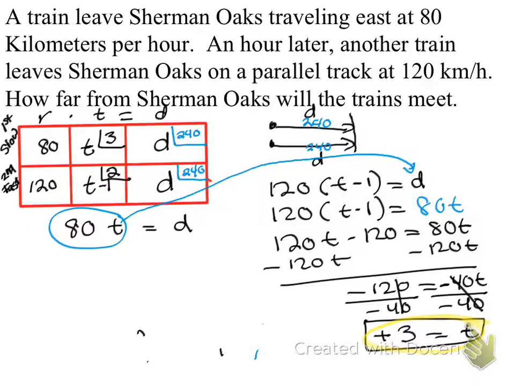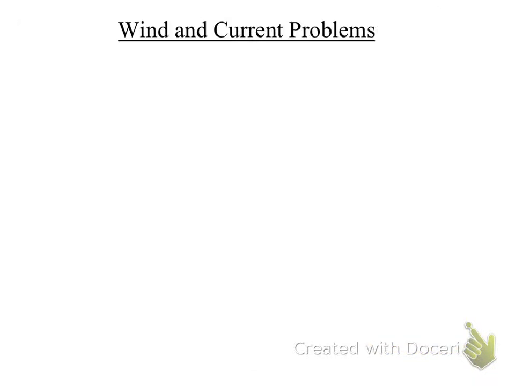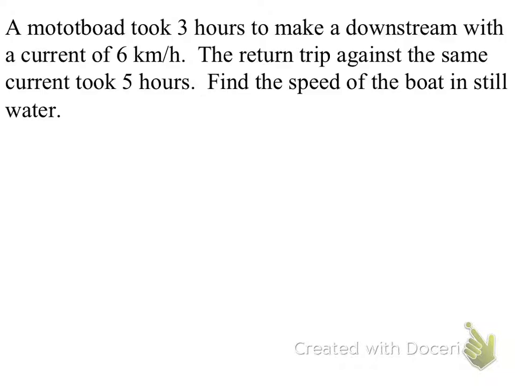Are there any questions? Yes. I get why the first train, the distance would be 240. Because T is 3, right? 3 minus 1 is 2, and 2 times 120, right? All right, I'm going to move on. Can I erase? Okay, let's try.